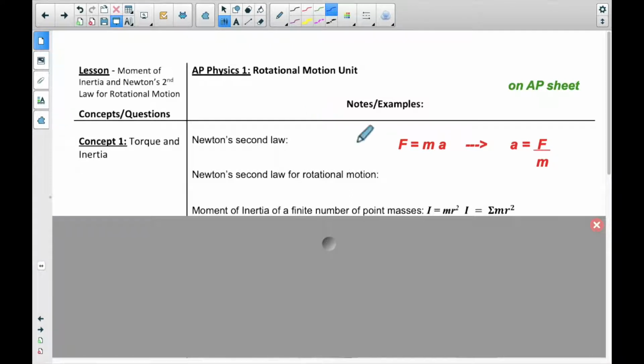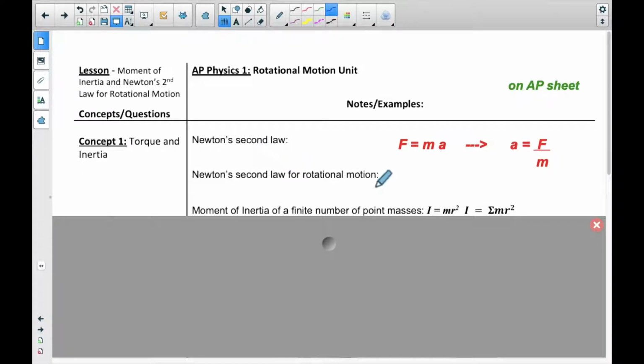So as a review, we know from Newton's second law that F equals ma. And actually the way it's stated on the AP sheet is that acceleration is force over mass. So we're going to use that as a starting point to think about how this relates to rotation.